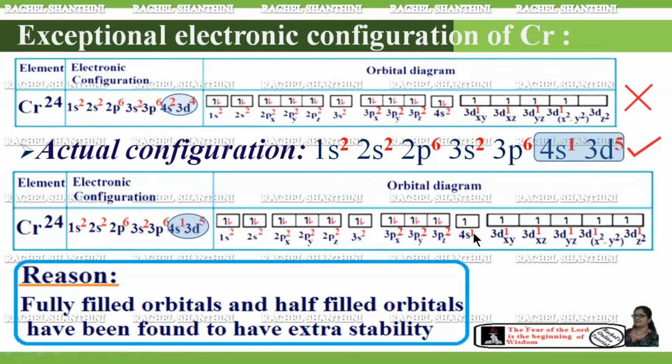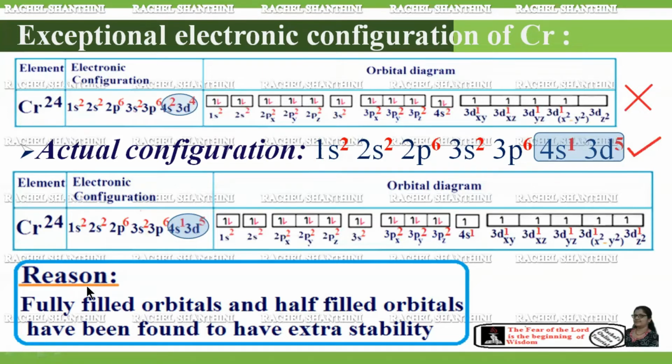Coming to 4s, we would expect 2 electrons to be there, right? But instead, only one electron will occupy the 4s orbital, and the second electron will occupy a 3d orbital. In this actual configuration, each d orbital accommodates one electron, and all these electrons will have positive spins. This is the actual configuration.